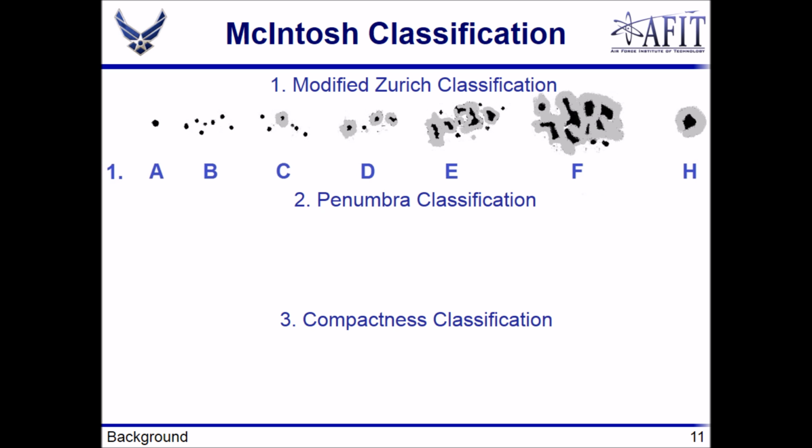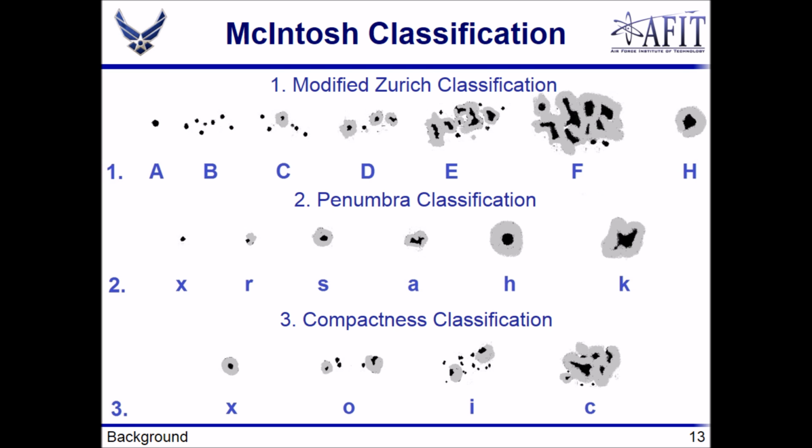So the first part here, the modified Zurich classification, we have A through F and then H, and most of those classifications deal with the sunspot group length or the fullness of the penumbra. The second one is the penumbra classification, which has to do with the size and the shape of the penumbra surrounding the largest sunspot in the group. And the last one, the compactness classification, simply has to do with the spread of the sunspots between the leading spot and the trailing spot.